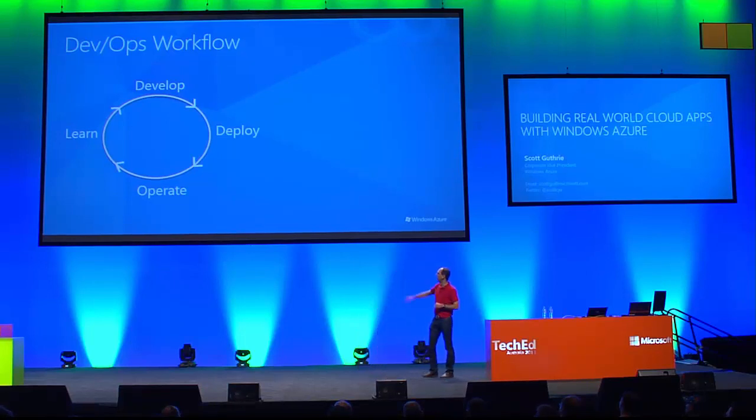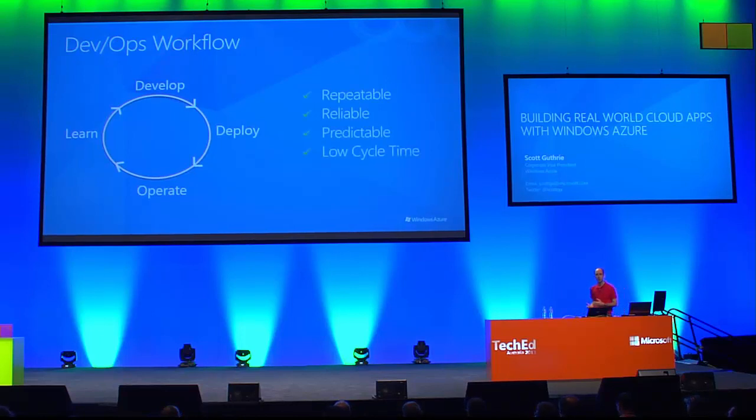The buzzword you might have heard is DevOps, which is where you marry development and operations together. Ideally, you want to get into this nice cycle flow where you can develop, deploy, operate, and learn, and then repeat the process. Key things if you want this nice DevOps workflow: you need to be repeatable, reliable, and predictable, and you want to be able to do things end-to-end with as low a cycle time as possible. From the point that you have an idea to the point it's in production and you're starting to learn from it, how do you have that be measured in minutes as opposed to days or weeks or years?